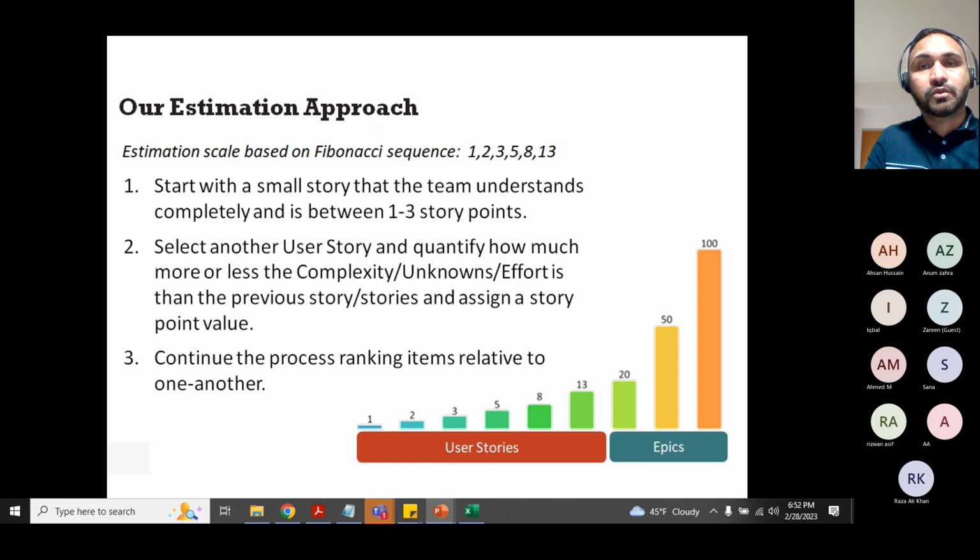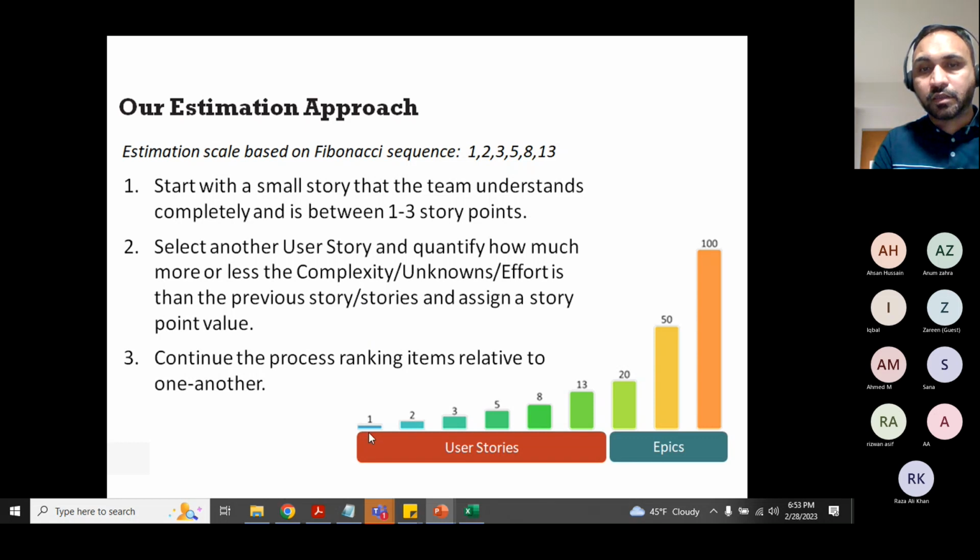Select another story and quantify how much more or less the complexity or unknown effort is than the previous story. So relative, remember, compare them. Okay, now we have knocked down like two stories which were simple, 2 points. Now let's take a look at the bigger story that could be more challenging or complex. If it's big, if it has more complexity or unknowns, which is again, you don't make the call, you just bring awareness to the team. Let them decide, and then assign a user story point value. Those are again practices. Continue the process, ranking items relative to one another.